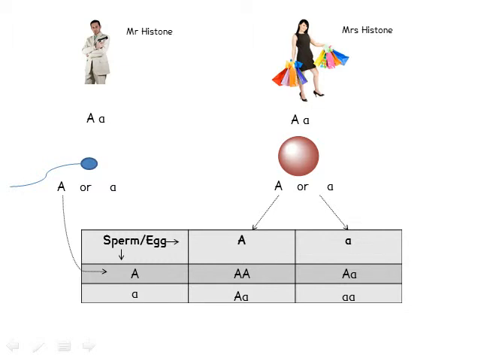So, as genetics professionals, we can now inform Mr. and Mrs. Histone that there's only a 25% chance of them having non-poser offspring. There's a 50% chance of them having carrier babies just like mum and dad, with big A, small a, and a 25% chance of them having that jewel in the crown of humanity, big A, a pure breeding homozygous poser.